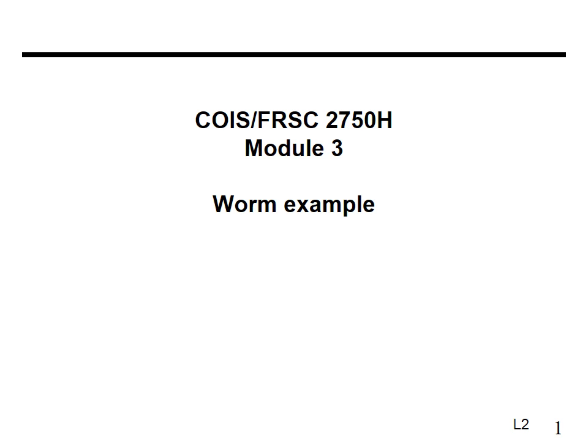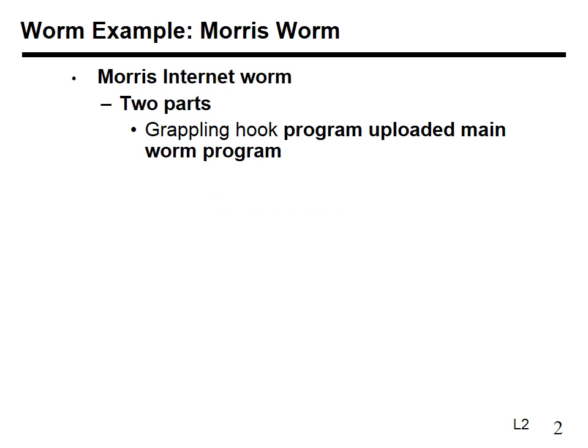Hi, I want to talk to you a little bit about worms. So I'm going to talk about an example of a worm, and the one we're going to use is the first worm written by Robert Morris in the 1960s, basically as part of his PhD program, I believe. So the Morris Internet worm actually brought down a large chunk of the internet back in the 1960s. Of course, the internet was much smaller then.